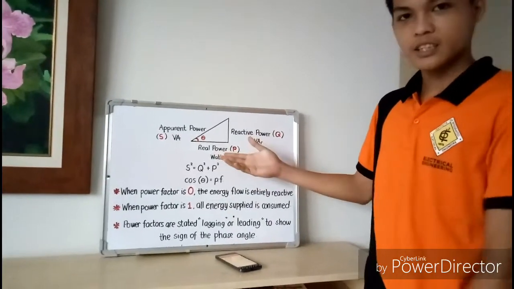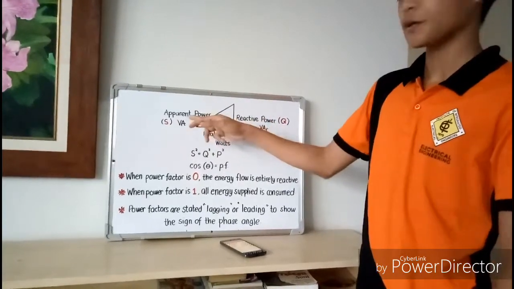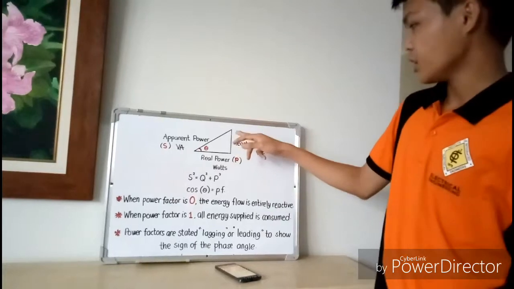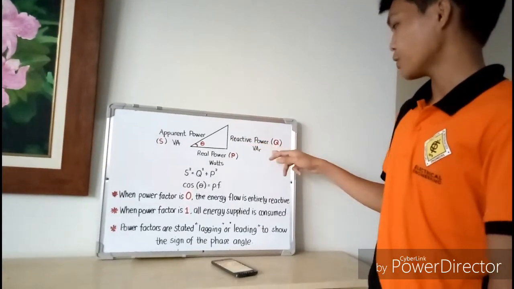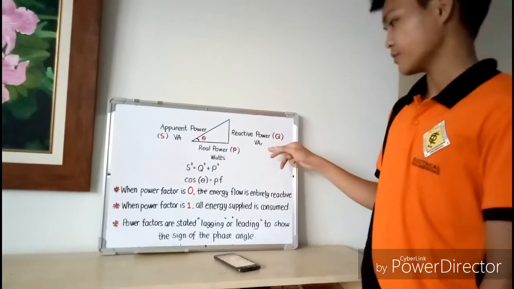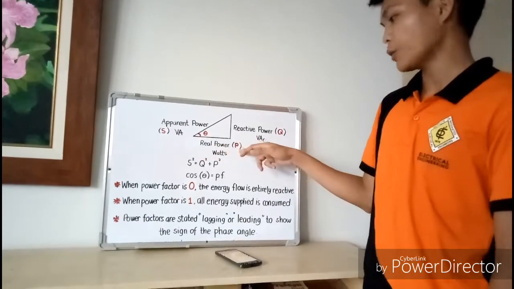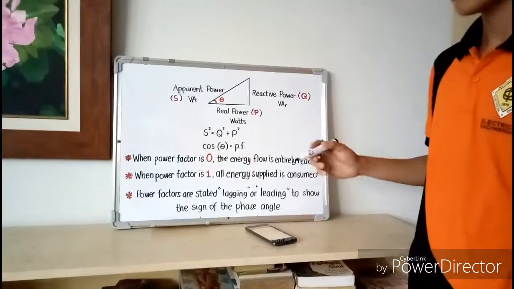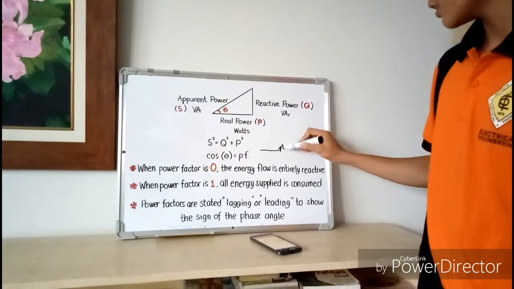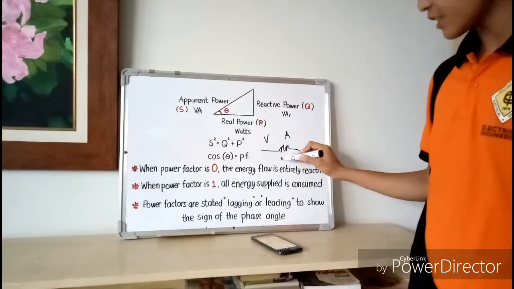So here is the power triangle. The hypotenuse represents the apparent power S, rated in volt-ampere. The opposite is the reactive power Q, rated in volt-ampere reactive, and the adjacent stands for the real power P, rated in watts. So the real power here is rated in watts, volt times the ampere. It's the resistor.